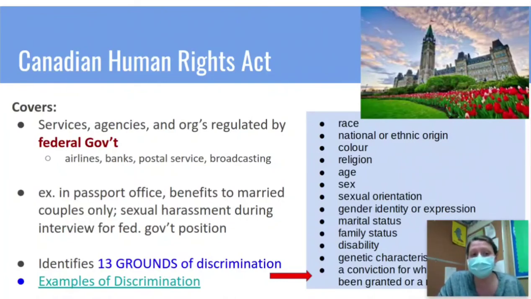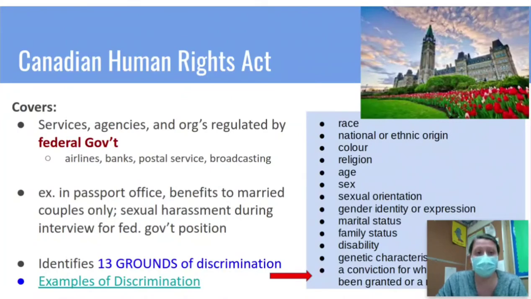And it covers services, agencies, and organizations that are regulated by the federal government, okay? So businesses such as airlines and banks and postal services and broadcasting and media, things that are governed by the federal government, but are maybe not the actual federal government running the business, right? That need to be covered by a Canadian Human Rights Act, the legislation that exists as well. And these are generally businesses that exist across the country. And so it makes more sense for a consistent policy as opposed to each province, okay?